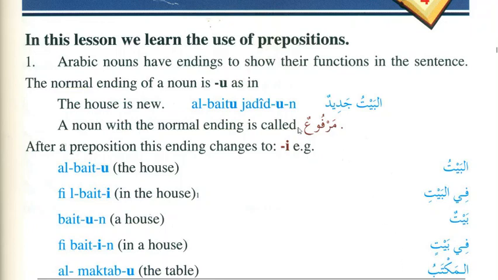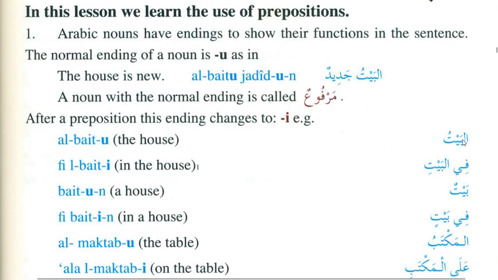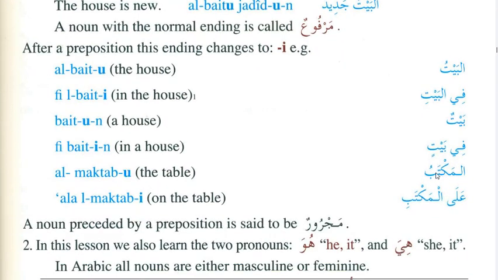The answer is, whenever we have a harf jarr, whenever we have a preposition, then we use kasra instead of dhamma. So here you see al-baitu is marfu because it does not have any harf jarr before it, but in the next sentence the word bait has a harf jarr before it, so it becomes majroor. Then this baitun is marfu because it does not have any harf jarr, but when we have a harf jarr, it becomes majroor. This maktab is marfu, but in the next sentence it becomes majroor because of the presence of a harf jarr before it.